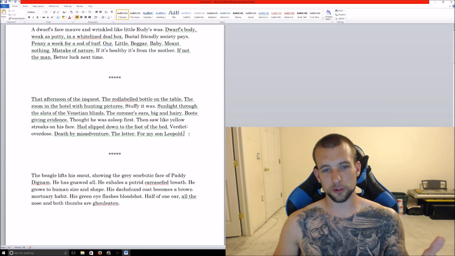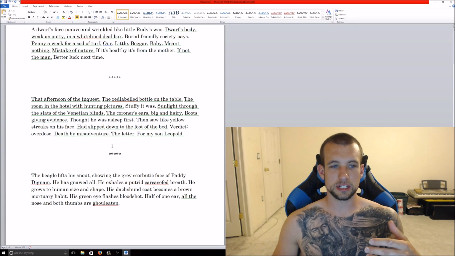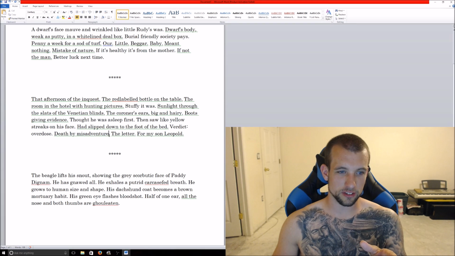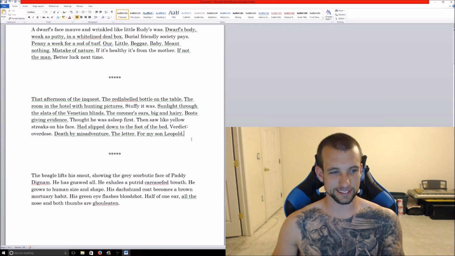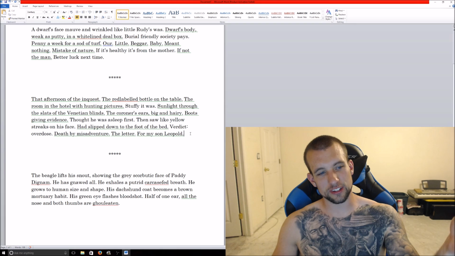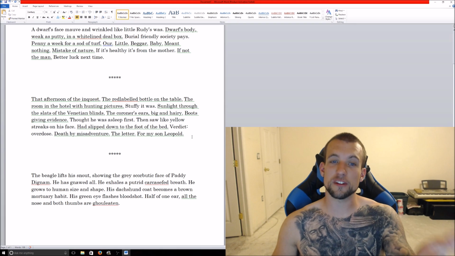And again, when you think of, he's thinking of his father died, had slipped down to the foot of the bed. Verdict, overdose, death by misadventure. The letter for my son, Leopold. By the way, this line, death by misadventure, is great. That's part of the reason I denoted this passage. Like, verdict. And I love the colon usage. So much of this is improper.